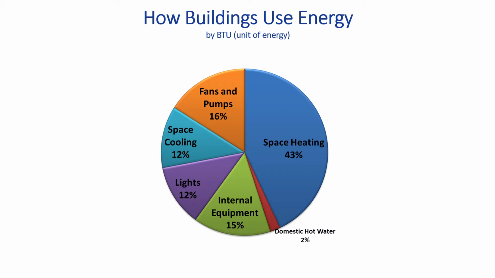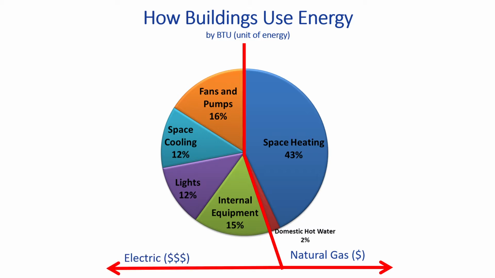Now, the other interesting thing about that is if we break this pie apart and we look at the right side of the pie, your space heating is typically supplied by natural gas. And the left side of the pie is typically supplied by electric. What's significant about that is that electric costs you about 3 times what natural gas costs you per BTU. So this left side of the pie is costing you 3 times what the right side is costing. That causes us to focus more on fans, pumps, space cooling, lights, and internal equipment.